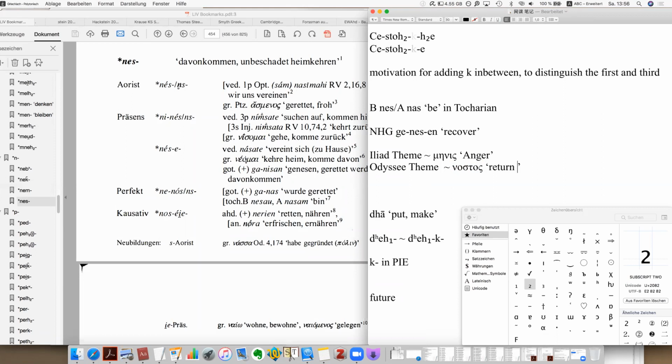Return home, right? And then you will find it, well, it's really strange. How does it have anything to do with this K? You would be really surprised that I say this is connected with K, right? Nostalgia, right? Okay. So I say that in Tocharian, nes and nas is the word for be.